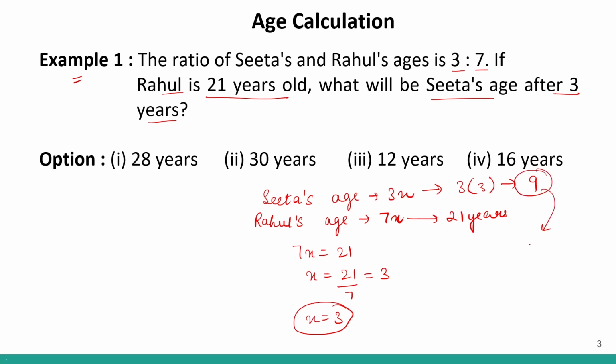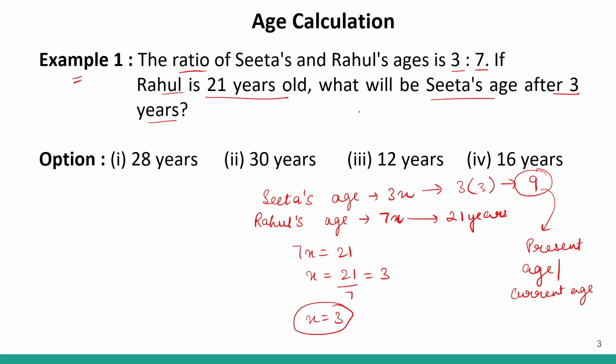This is Sita's present age or current age. If it is not mentioned in the question, we always assume that it is the present or the current age. So over here the ratio was given, but it was not mentioned which year's ratio it is. So we always assume that it is a present or current age ratio.